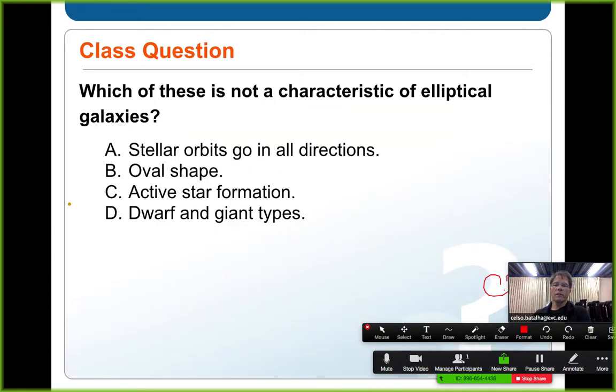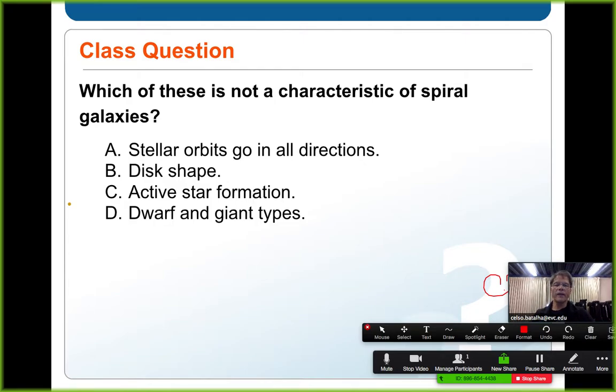So which of these is not a characteristic of elliptical galaxies? Stellar orbits go in all directions. This is one of the characteristics of elliptical galaxies. Oval shape, that's one of the characteristics. Active star formation, that is not a characteristic of elliptical galaxies.